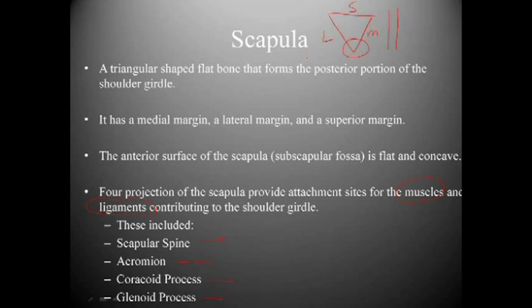There are four projections of the scapula that provide attachment sites for muscles and ligaments, contributing to the shoulder girdle. These include the scapular spine, the acromion, the coracoid process, and the glenoid process. Without each of these four, movement of the shoulder would not be possible.